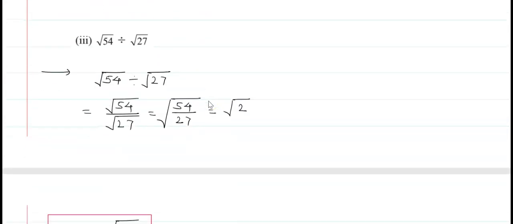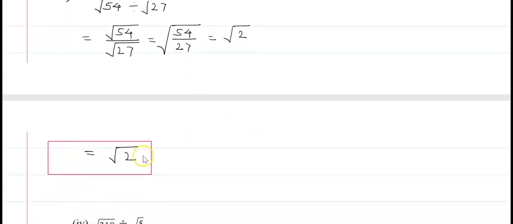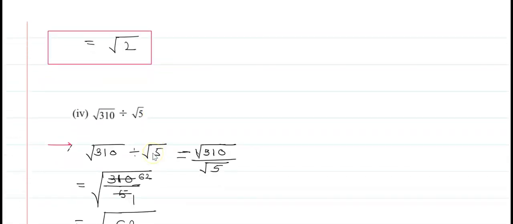Next, the third one is root of 54 upon root of 27. That can be written as root of 54 upon 27. Now we can divide this, and you will get 2, which is root of 2, and hence root 2 is the simplified form.